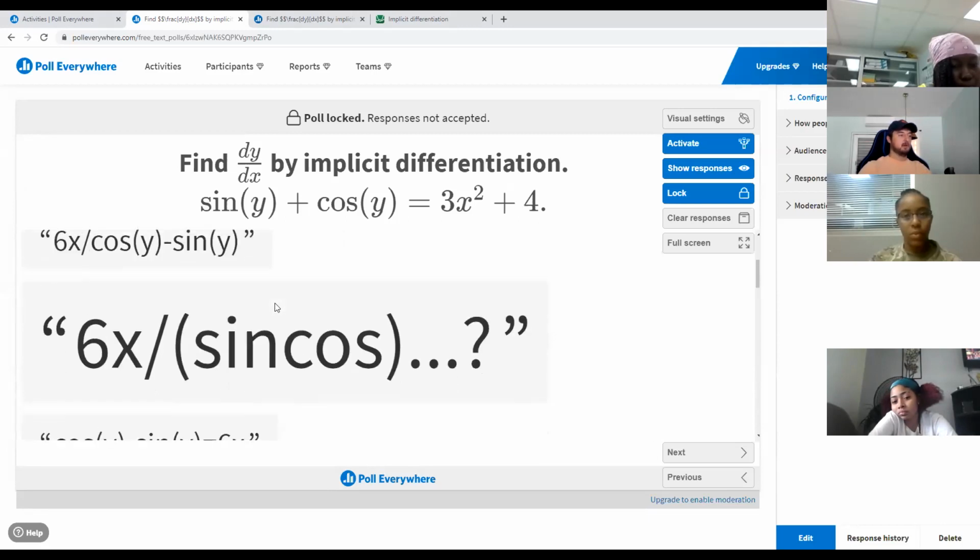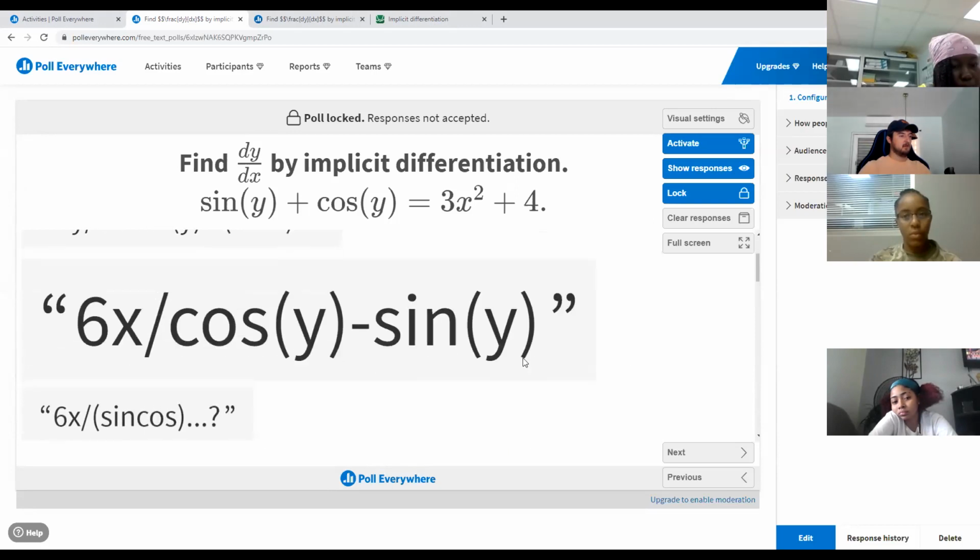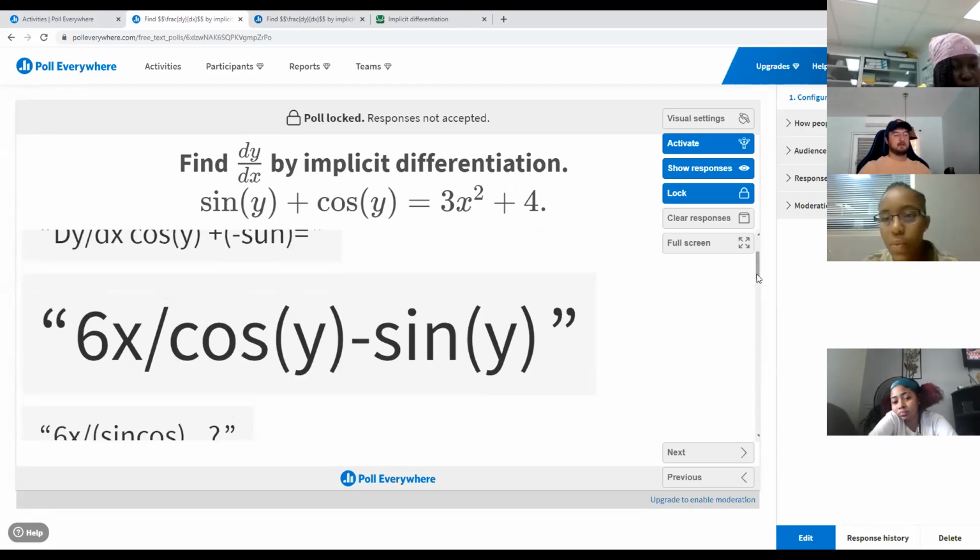Also want to point out that I saw a couple people insert an answer like this. If you're trying to type this into WebWork, you'd be very, very close, but it would count it as incorrect. Because what you have written here is 6x divided by cosine of y. If we're following PEMDAS, after I do this division, then I would be subtracting sine of y. What you probably intended was to have cosine of y minus sine of y in the denominator for 6 divided by x. And if you wanted that, you would need to put grouping symbols, parentheses, around it.